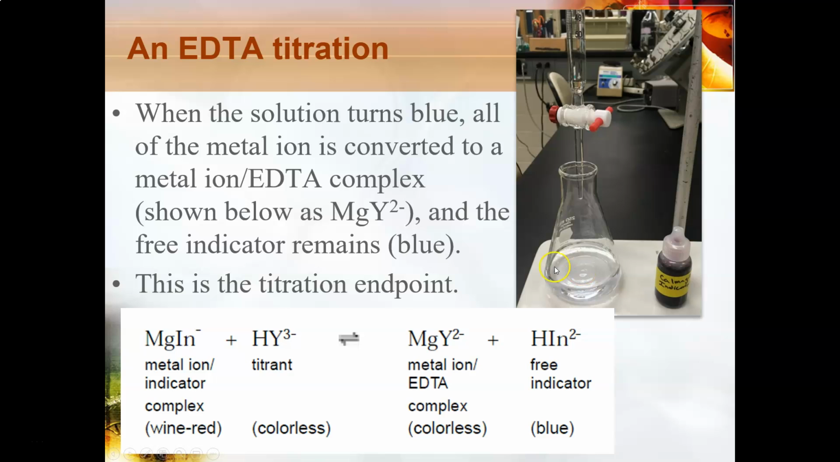Here's the picture right here. So again, I've repeated the same reaction right here. So all the metal ion is converted to this metal ion EDTA complex, and again, it's shown here as magnesium Y2 minus. And here it's a very pale blue, but you can see it really easily, especially against a white background. And it does go from pink to blue very quickly. So there's no doubt as to where the titration endpoint is. So at this point, we've added just enough EDTA, so that's our titrant, to knock off the magnesium ion from the indicator. So now the EDTA has the magnesium ion, and we just have free indicator, so it turns blue.